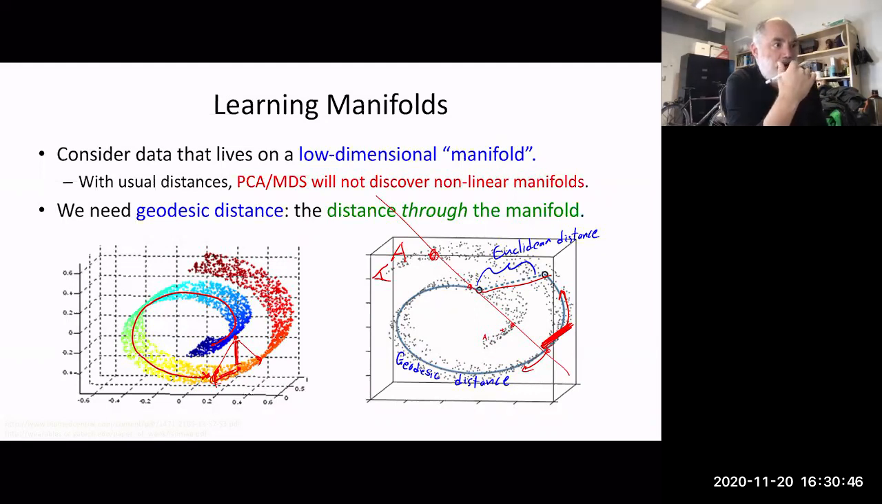Would MDS be able to handle self-intersecting or nearly self-intersecting manifolds as well? So MDS is not set up to deal with manifolds. That's not what we're talking about. We're talking about ISOMAP right now. But we will run MDS as a subroutine inside of ISOMAP.